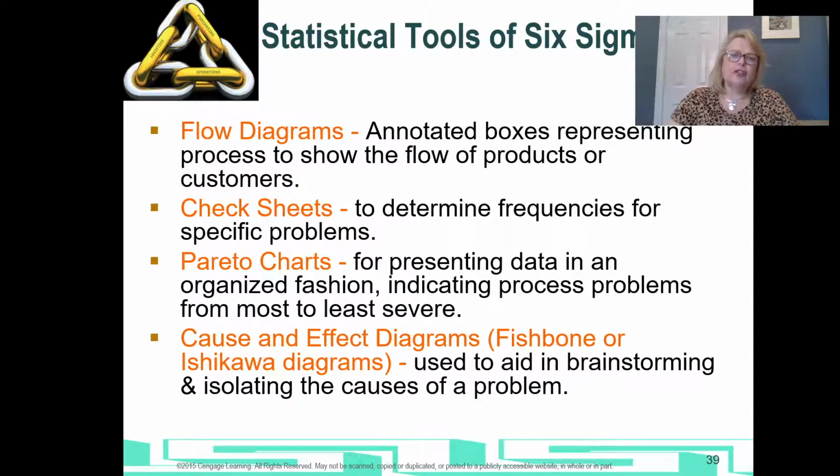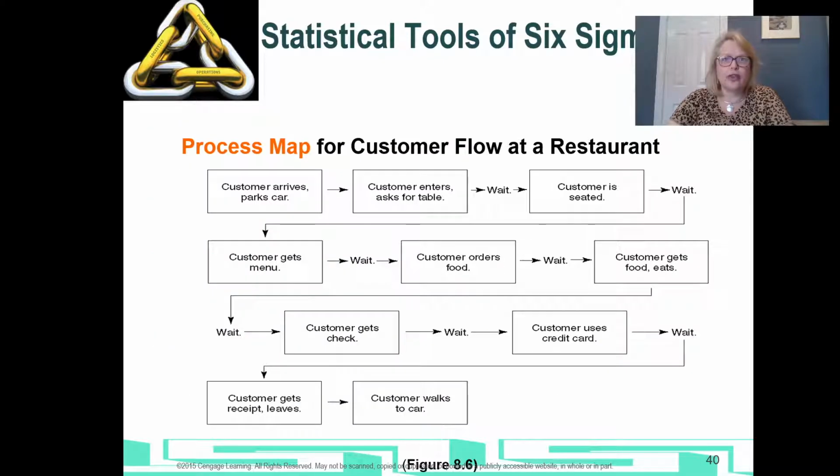The next thing I want to talk to you about is flow diagrams. You've probably seen these a million times. That's a flow chart. A check sheet, I'm going to show you an example of. I want to talk to you about a Pareto chart. That's on the test. And the bottom one is called either a fishbone or an Ishikawa diagram. These are really good ways to brainstorm. This is what a flowchart looks like, or a process map. You don't need to read this. I just want to show you this is what a flowchart looks like.